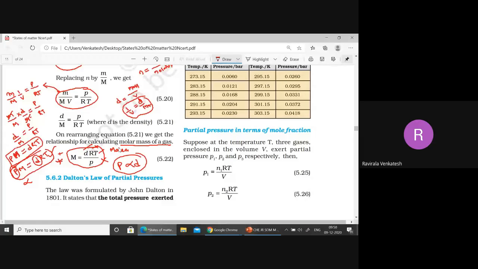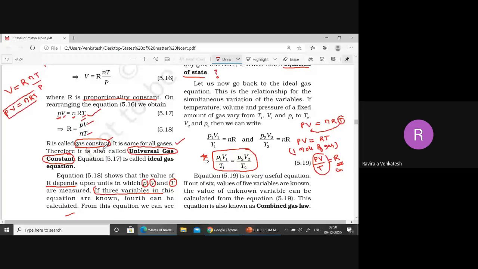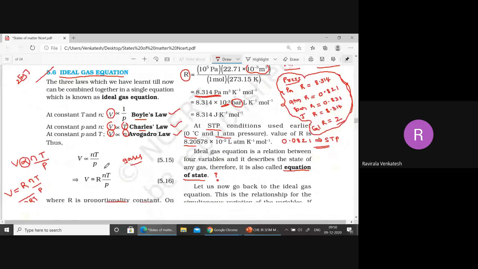Yes. Derivation part understood. Derivation of the ideal gas equation. In the previous class, we derived this equation. This one is very important. It is a 2 marks question: derive an ideal gas equation by using Charles's law, Boyle's law, and Avogadro's law. So you have to derive up to here.